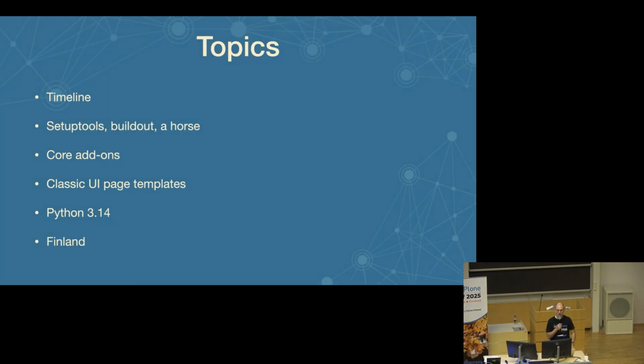So topics for today. I'll share a timeline of what's been happening so far and is planned for Plone 6 and Plone 7. We need to talk about setup tools, build out, and a peculiar horse that we'll see. Some core add-ons. What we're going to do with Classic UI page templates. Then what's happening with Python 3.14. And a bit about Finland.